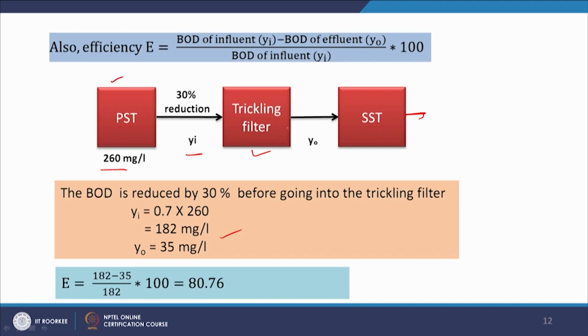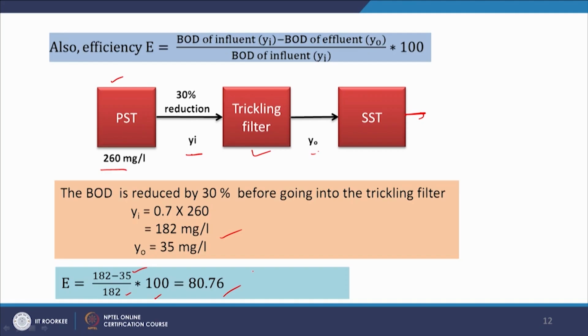So, 260 into 0.7, that is 182 mg per liter, and after treatment it is mandatory that 35 mg per liter is allowed. So, y is equal to 35 mg per liter. So, in this trickling filter the inlet is 182, the outlet is 35. Okay. So, the reduction in concentration, that is 182 minus 35, divided by the initial concentration 182, multiplied by 100, gives 80.76. So, that is the efficiency of this process.